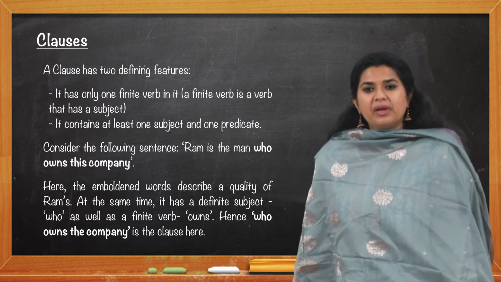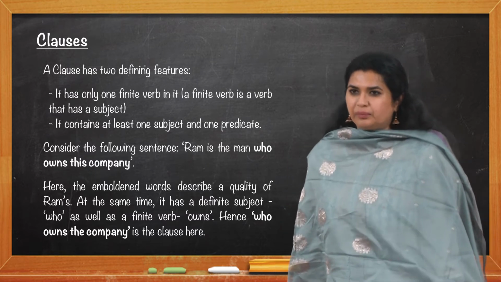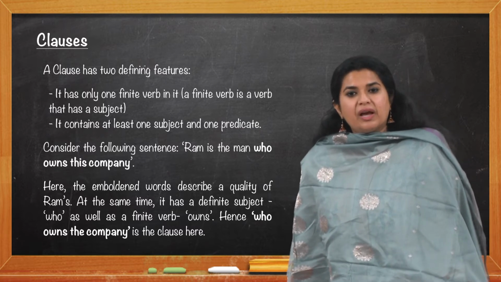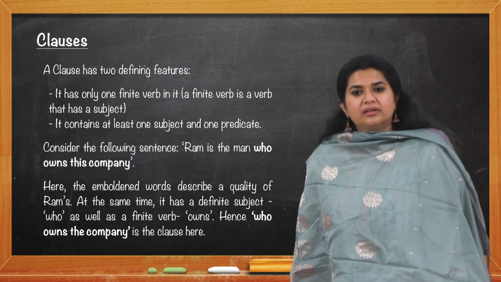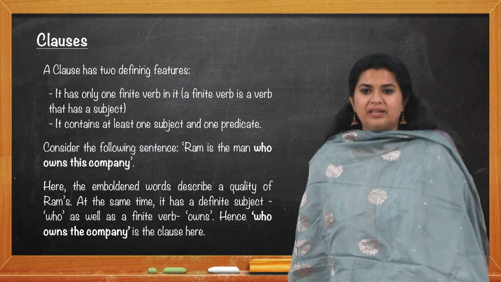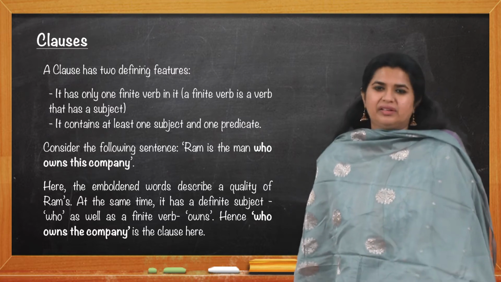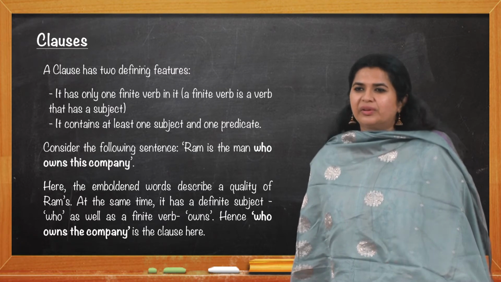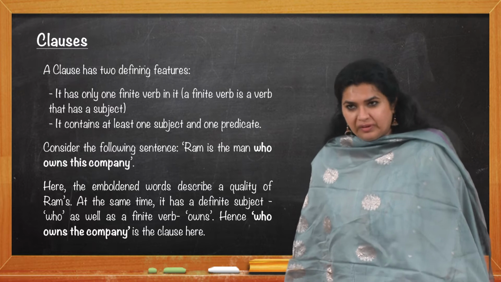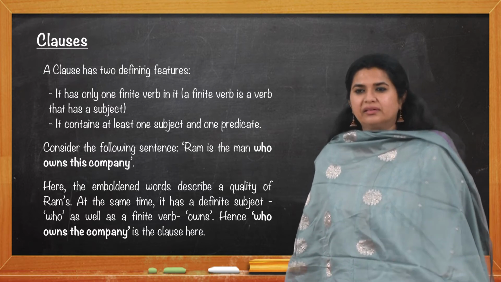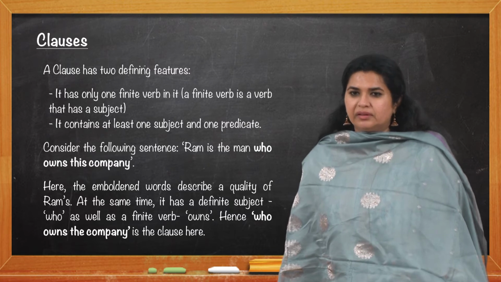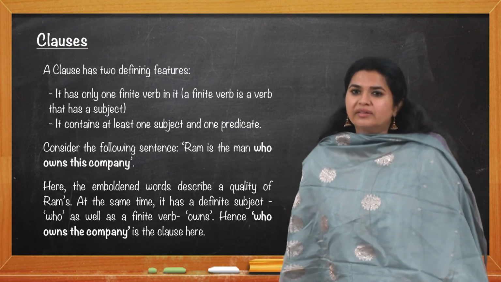A sentence like, Ram is the man who owns this company. Ram is the man. Who owns this company? The subordinate clause. The highlighted words describe a quality of Ram's. At the same time, it has a definite subject, who, as well as a finite verb, owns. Hence, who owns this company is the clause here. If you just use the expression, the clause, who owns this company, it does not make a complete sentence, but it does make some sense. But Ram is the man, okay, however, for its complete meaning, it depends on the clause who owns this company. So, that is the way clauses function.